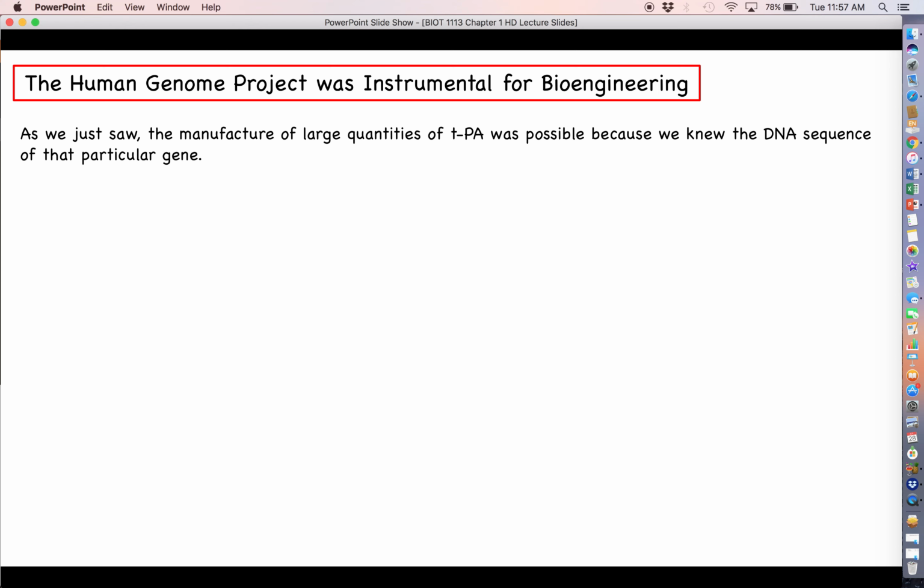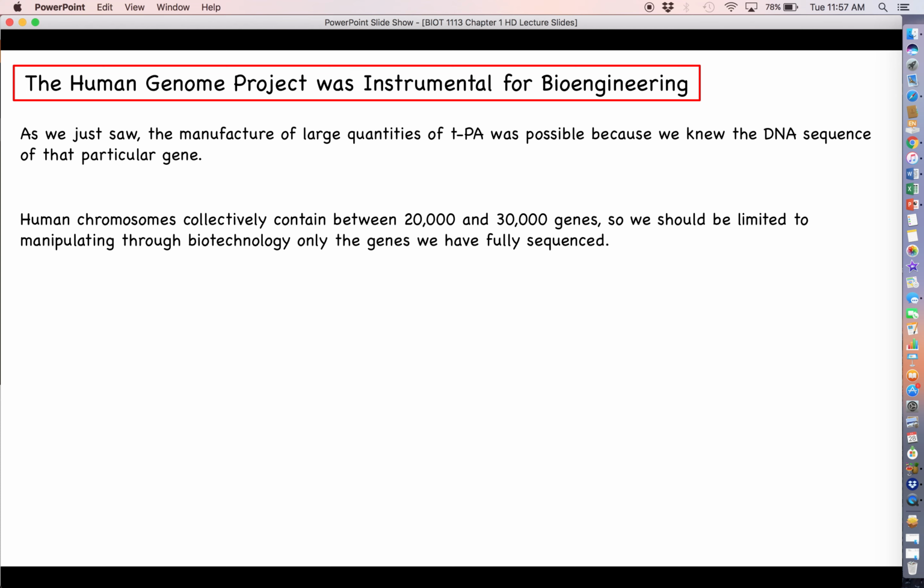If we don't know the sequences, we can't possibly use PCR to amplify it. We can't possibly know how we're going to insert it into a vector. So we've got to know the sequence of these genes. So human chromosomes, which are basically the cookbooks that contain all the recipes, right? They are the compendiums of all of the genes that we have in our bodies, roughly somewhere between 20 and 30,000 different genes in the human genome.